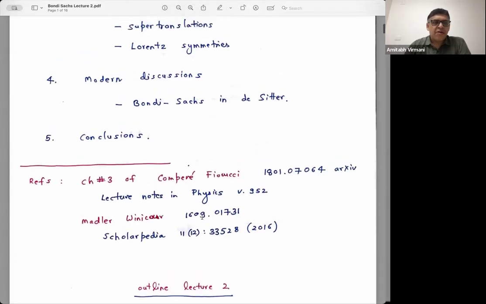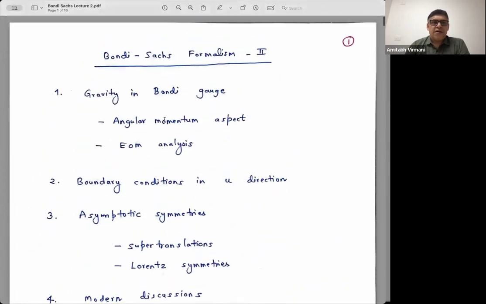Okay, so here is the outline of my second lecture. I will review a few things I said yesterday. I will start with a discussion of gravity in Bondi gauge. Then the mass aspect I have already discussed. Today I will discuss the angular momentum aspect, and I will combine this discussion with the equation of motion analysis.